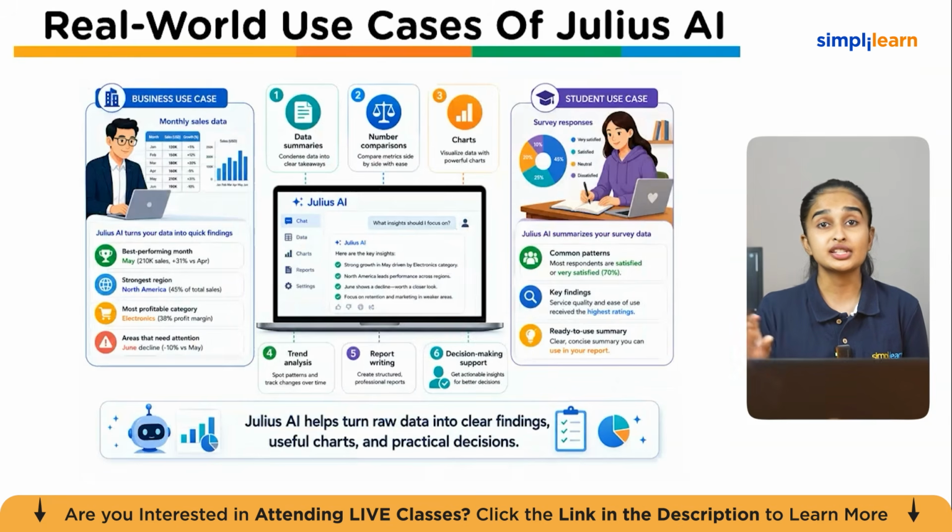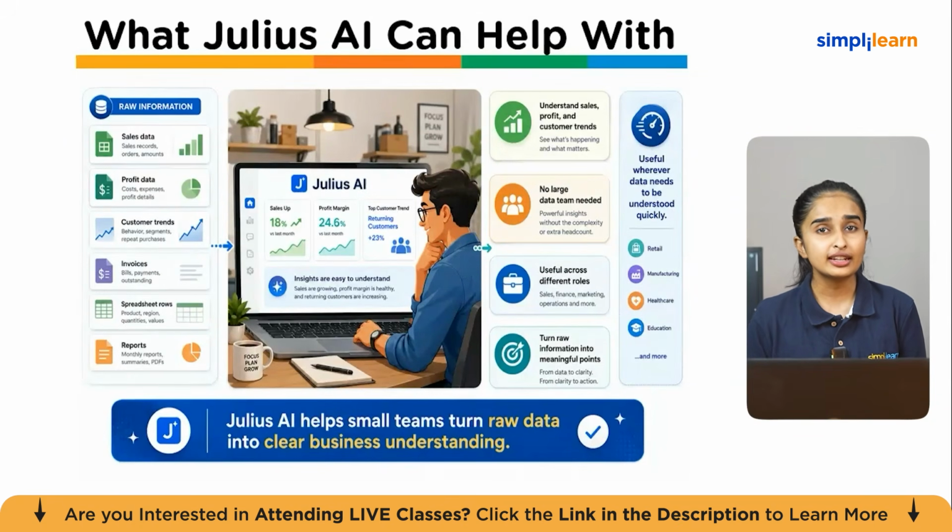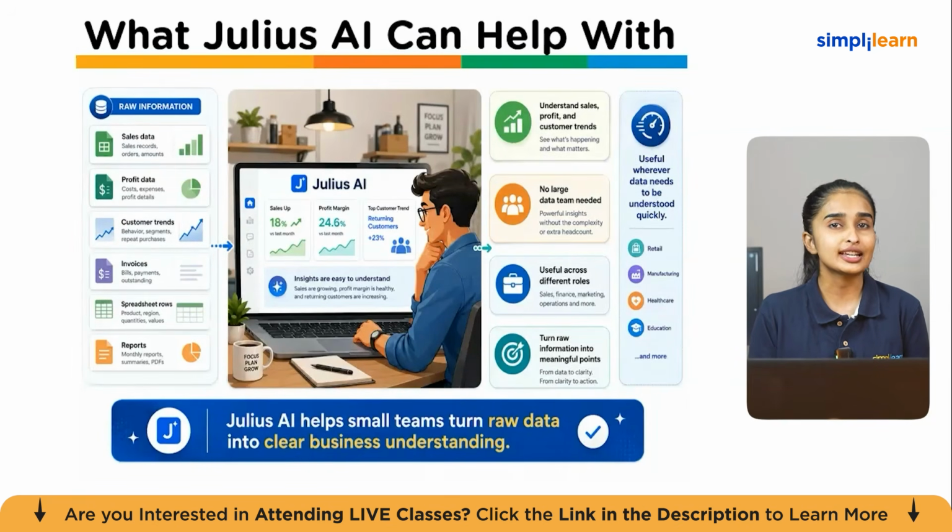Another important use is visualization. Now, charts make data easier to understand because people can quickly see comparisons and trends. Julius AI can help turn spreadsheet data into visuals like bar charts, line charts, and other useful formats. So Julius describes itself as a tool that can help users ask questions, generate visualizations, and share insights with teams.